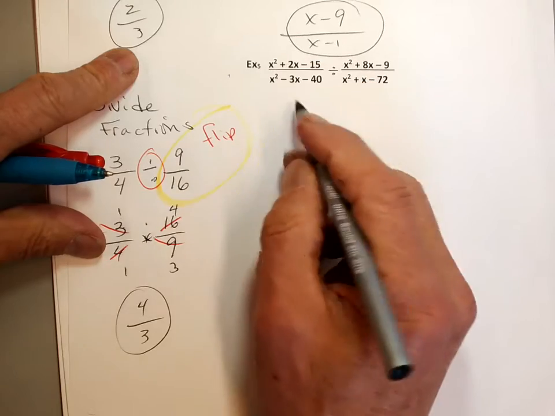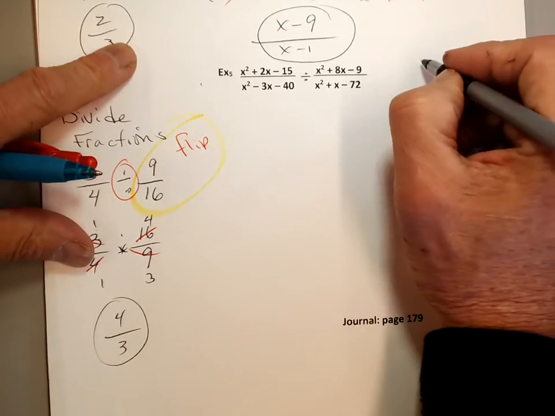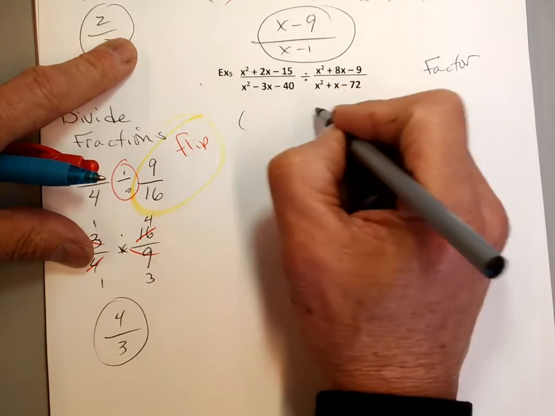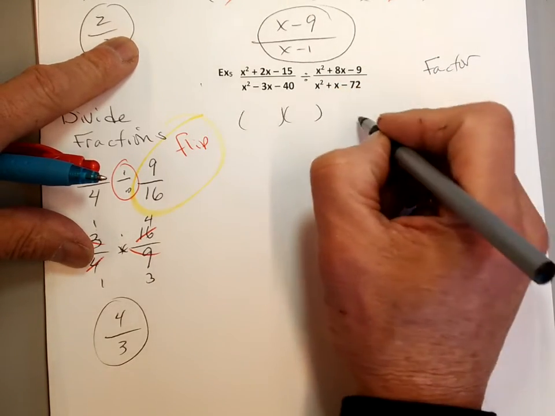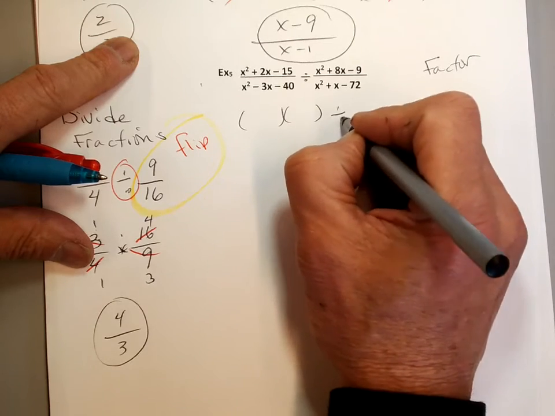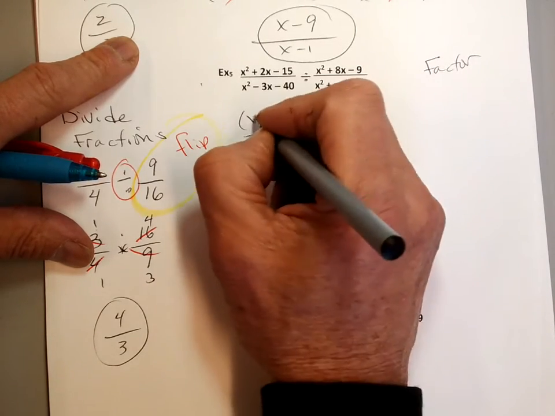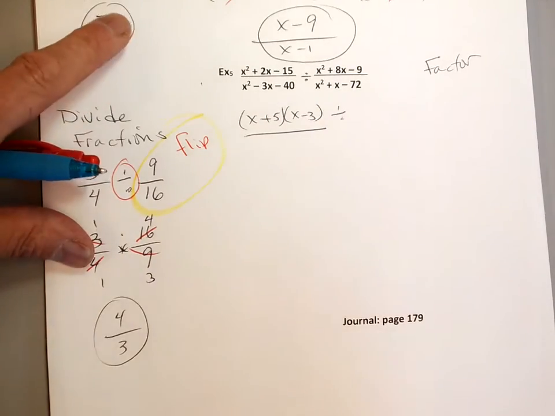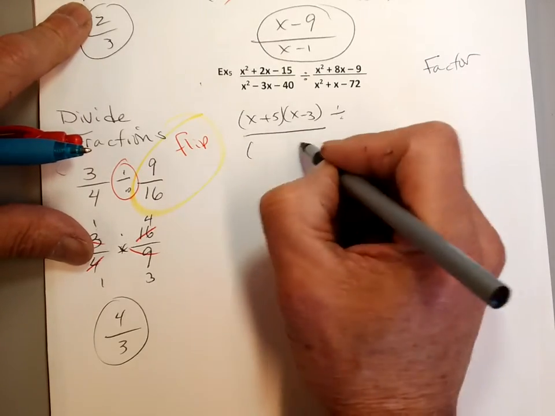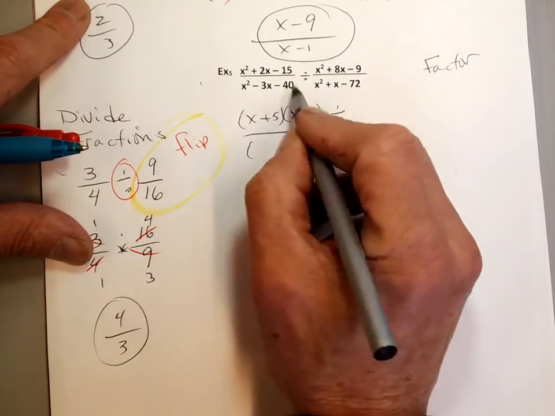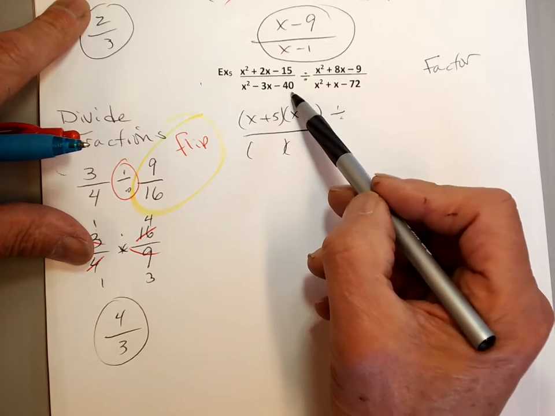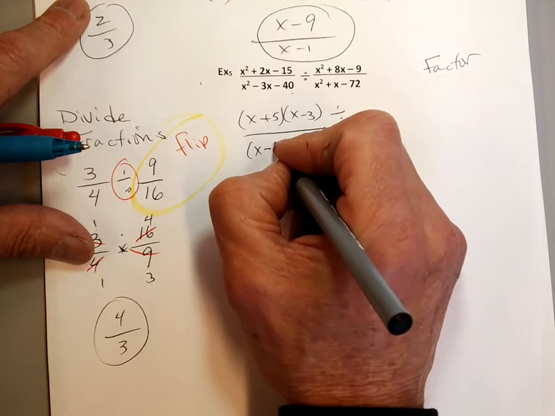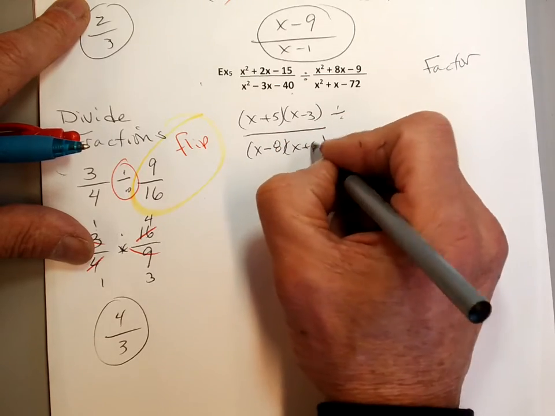So for example 5, before I do anything, let's first factor. Okay, so I'm going to go ahead and factor the numerator of the first fraction, x plus 5, x minus 3, right? Let's factor the denominator of the first fraction. How about an 8 and a 5? How about an x minus 8 and an x plus 5?